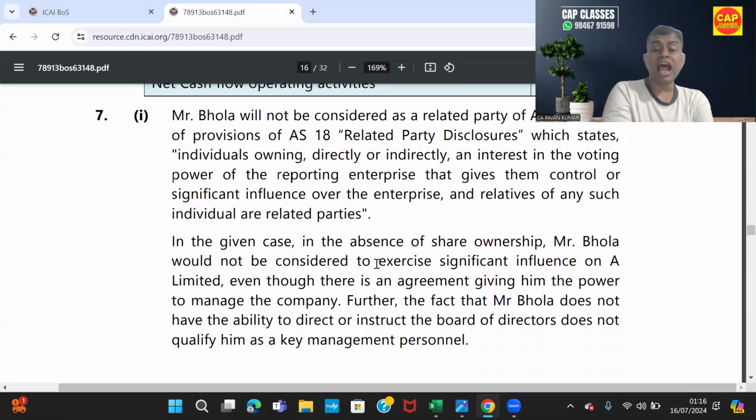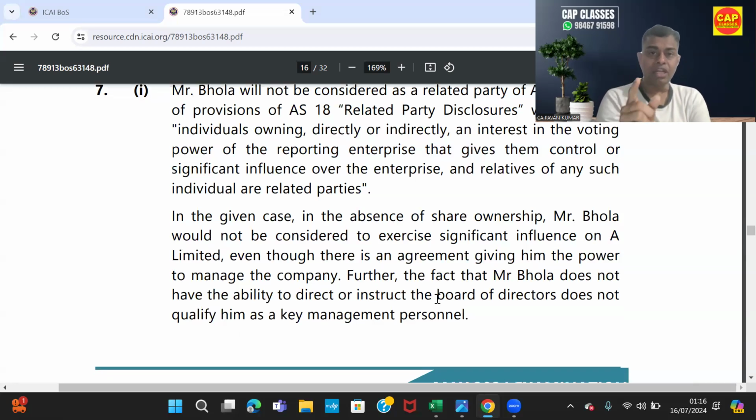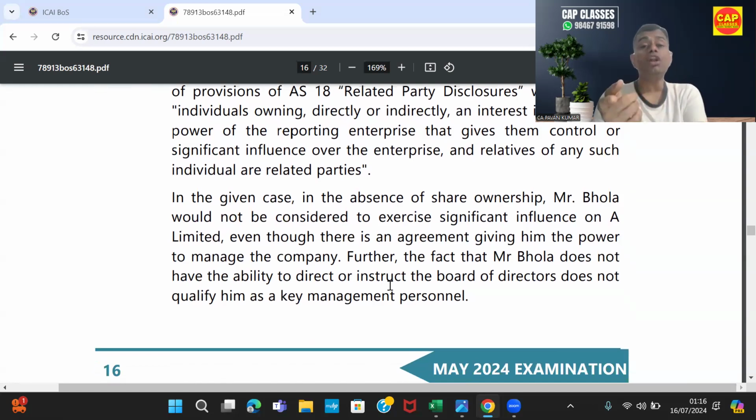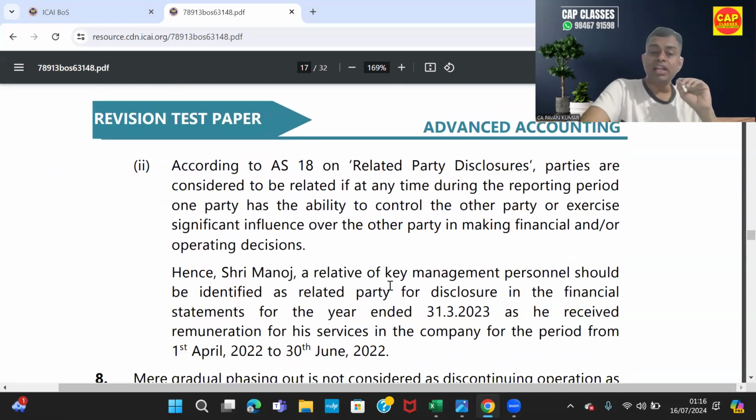In the given case, in the absence of share ownership, Mr. Bola would not be considered to exercise significant influence on A Limited, even though there is an agreement giving him power to manage the company. This agreement is giving you a right only to manage day-to-day operations, not strategic decision making that influences the operations or finance. Further, the fact that Mr. Bola does not have the ability to direct or instruct the board of directors does not qualify him as KMP. So there is no need of applying Accounting Standard 18 here.